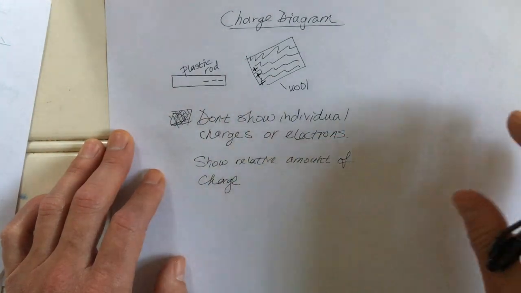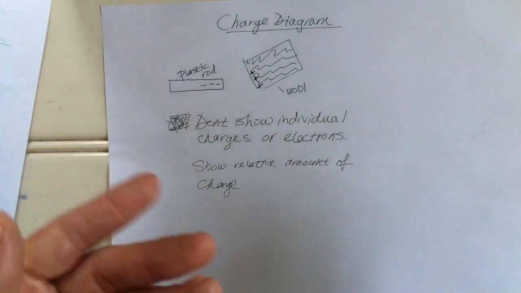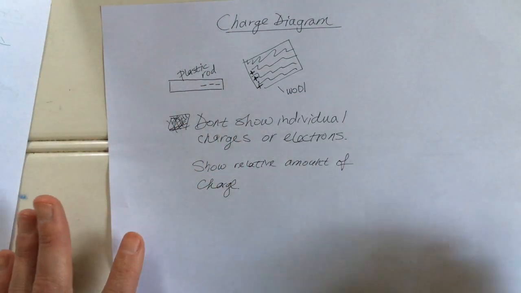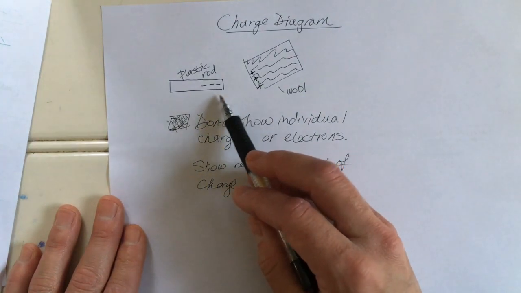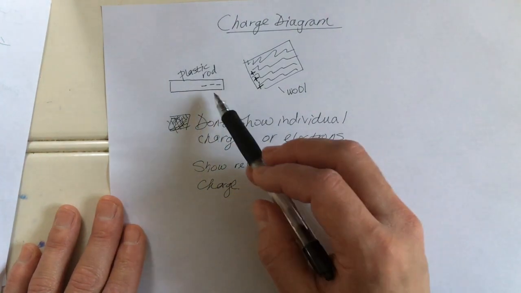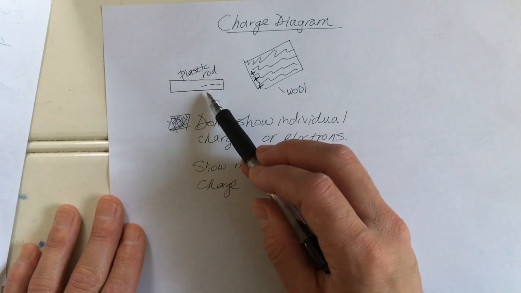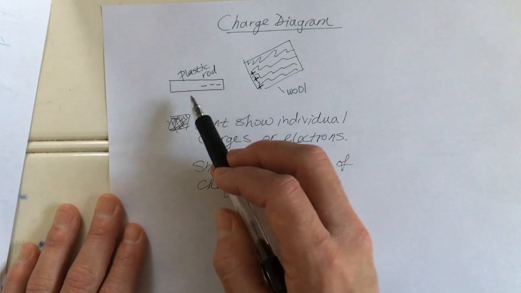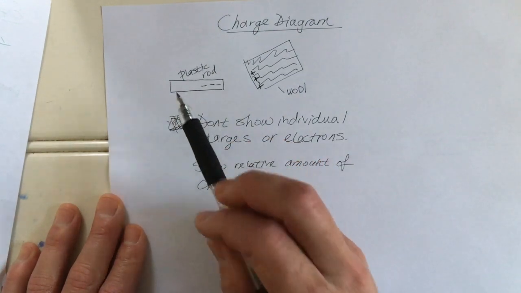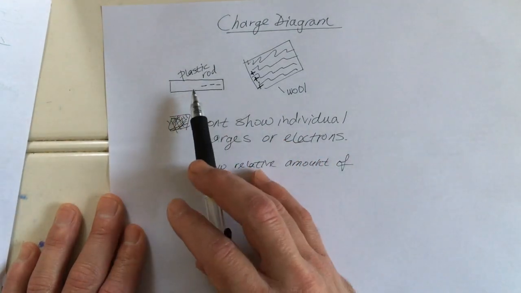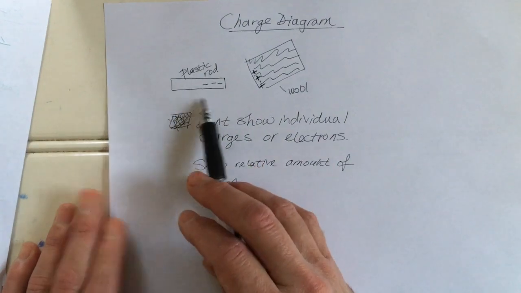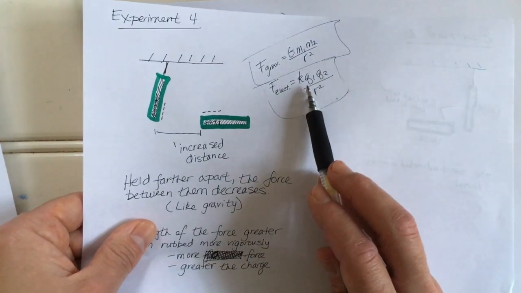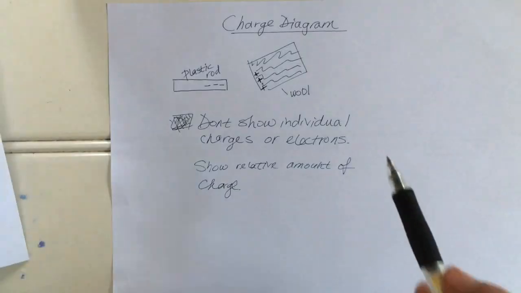Once again, these are not individual electrons, right? There's probably millions of electrons being scraped onto the plastic when this interaction happens. We can't count the number, but we can show relative amount of charge. And this is still important, because it gets at the strength. If I drew another negative sign here, that would mean a larger amount of charge, which would mean a stronger electric force, because Q is proportional to electric force.